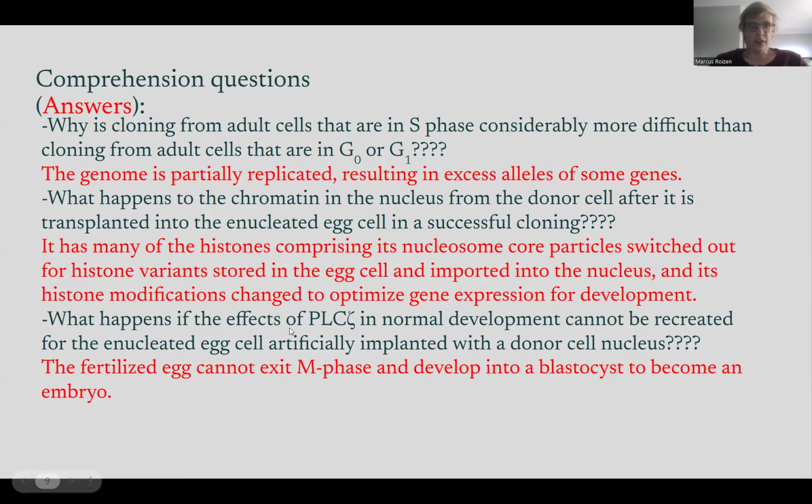Then what happens if the effects of PLC zeta in normal development cannot be recreated for the enucleated egg cell artificially implanted with a donor cell nucleus? The fertilized egg cannot exit M phase and develop into a blastocyst to become an embryo.